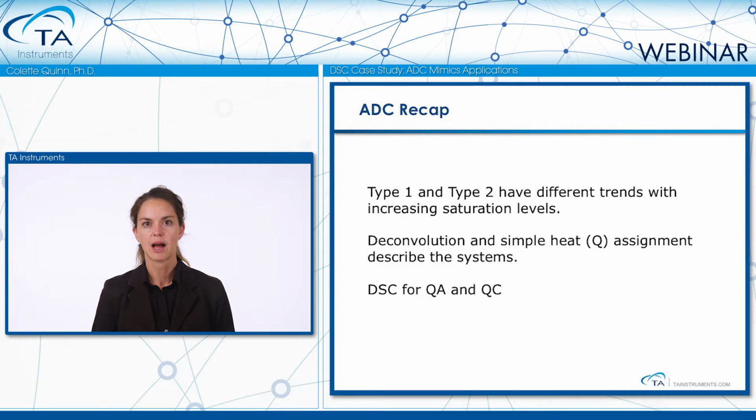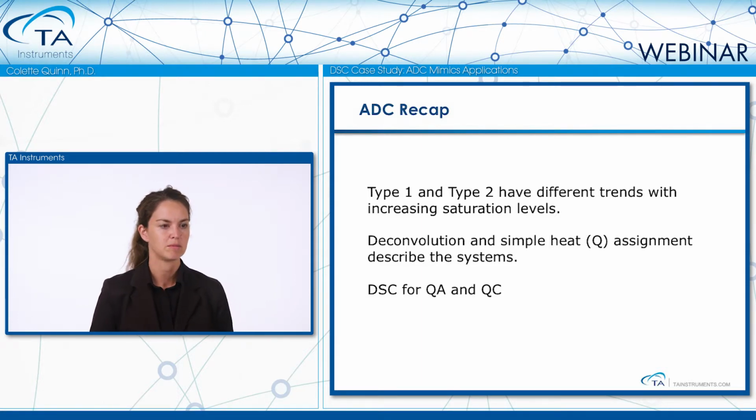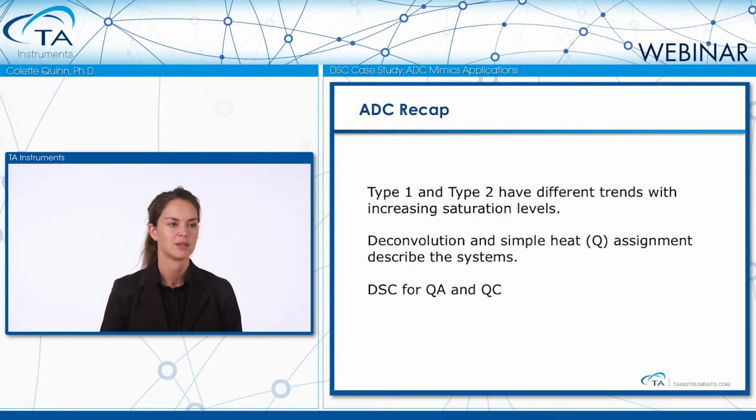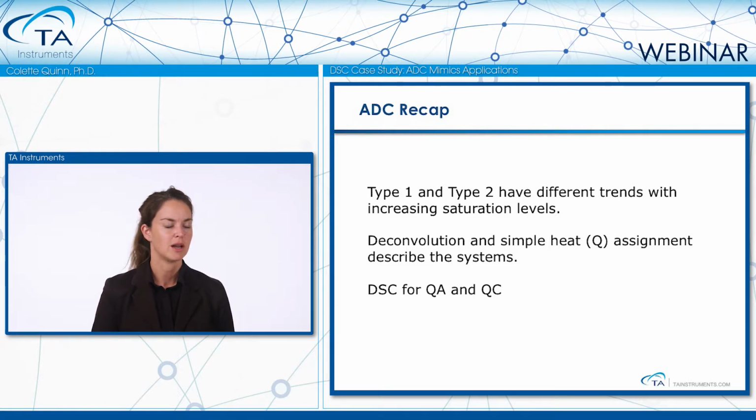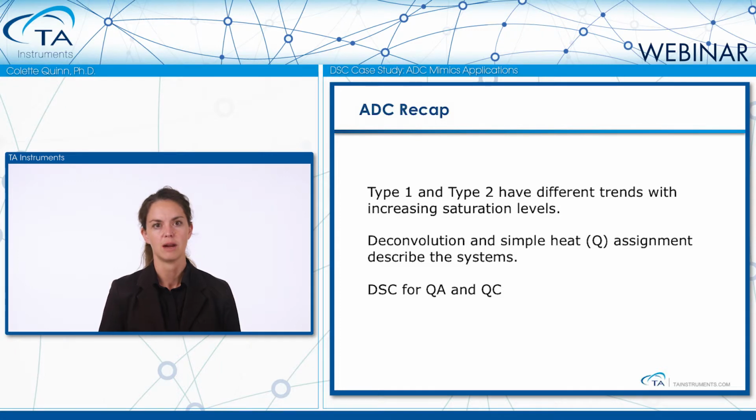So an ADC recap on the seminar given today. Type 1 and type 2 have different trends with increasing saturation levels. And then deconvolution and simple heat, or enthalpy assignment, really help describe the systems. And really this is a nice argument for DSC in QA and QC because of the differences it could see between these minor changes of a low, medium, and high load versus the native forms.